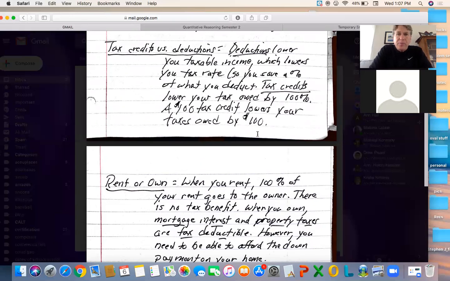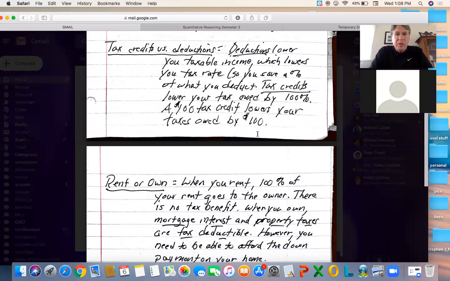out of the 1,000. A tax credit, on the other hand, lowers your tax by the amount of 100% of whatever you got. Tax credits are often given in incentive type programs, like sometimes they'll give you a tax credit for using solar panels on your home. If you received a $100 tax credit, that will lower your taxes by that $100. So once we figure out what we owe in taxes, we can subtract $100 from that.